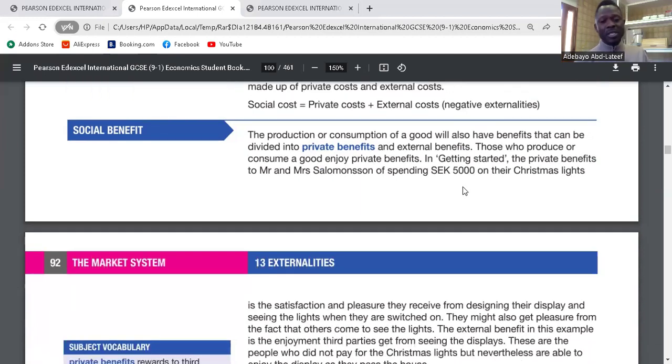Now go to social benefits. For social benefits, it means the benefits to the society. Is it clear? So for social benefit, like I said earlier, it means private benefit plus external benefit, positive externality. So we go down.